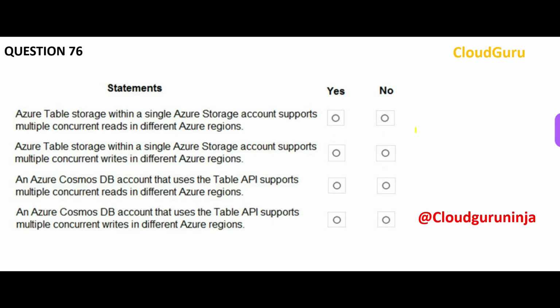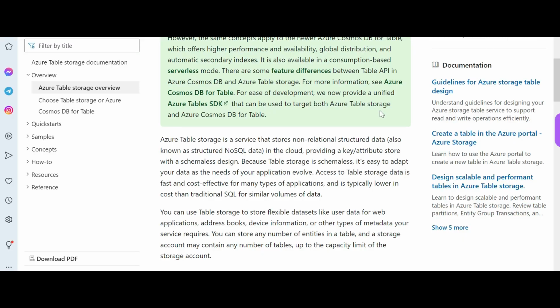So let us look at this question now. You will get such questions where in one question there are multiple questions associated. For example, if you see the first one, it is talking about table storage. Table storage stores non-relational structured data. So it is like NoSQL data. It is schemaless, and you have to provide a key attribute store.